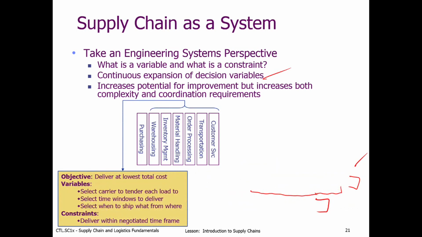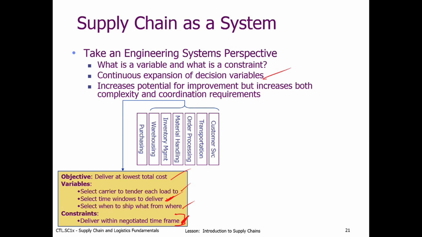Now let's look at if I expand out and say I own everything from warehousing to customer service, so all of those functions. My objective function is still delivering at the lowest total cost. I still have to decide which carrier and set my windows, but now I can decide when to ship what from where. Since I own the warehousing and the inventory, I might decide to replenish or fill an order from warehouse A instead of warehouse B. So now it's even potentially a lower cost because I can select where I replenish from. I still have to deliver within a negotiated time frame, because I select my time windows, but the customer has to agree to them. So you see what's happening here. I'm expanding what I can do. My options are getting bigger.